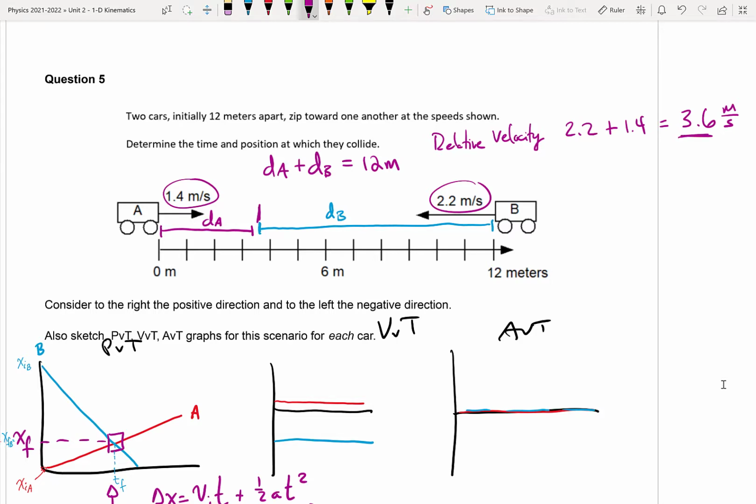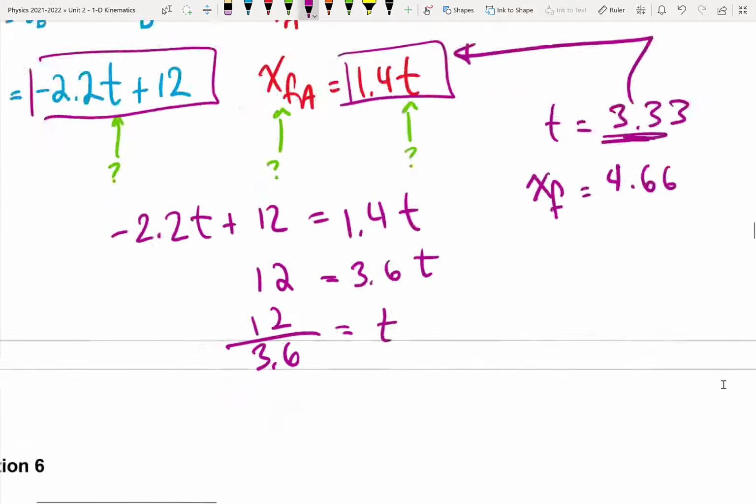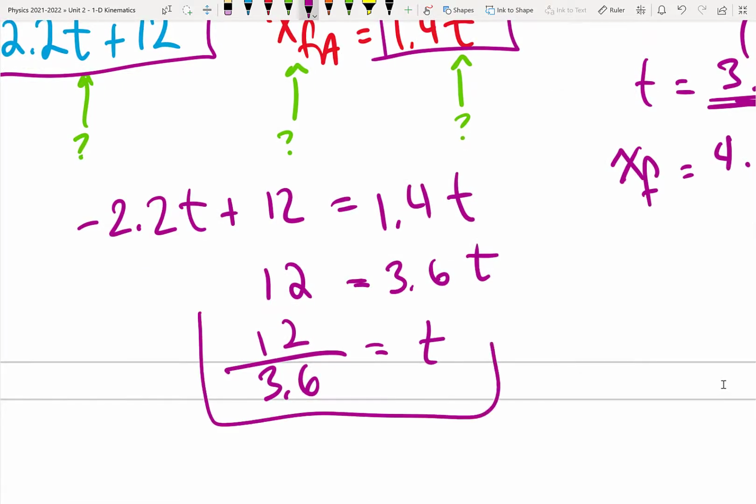So here's a distance. Here's a relative velocity you could think of as a speed. Speed is distance over time. So we've got time is distance over speed. So the time is going to be 12 over 3.6. Ta-da!